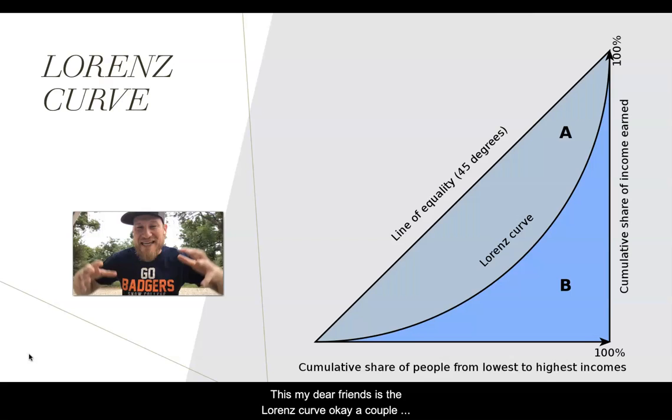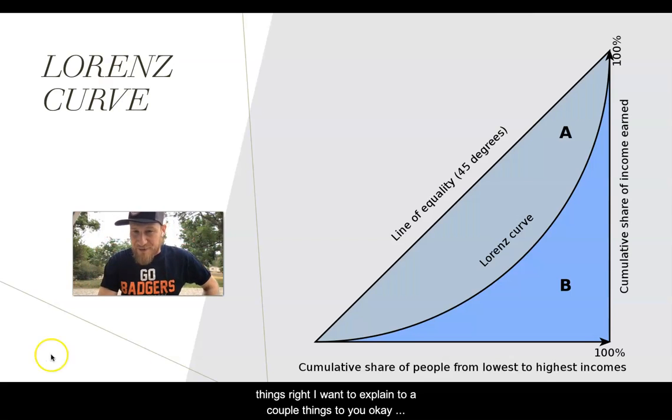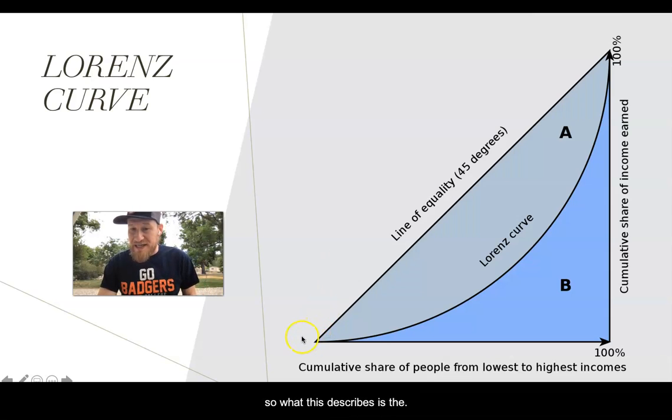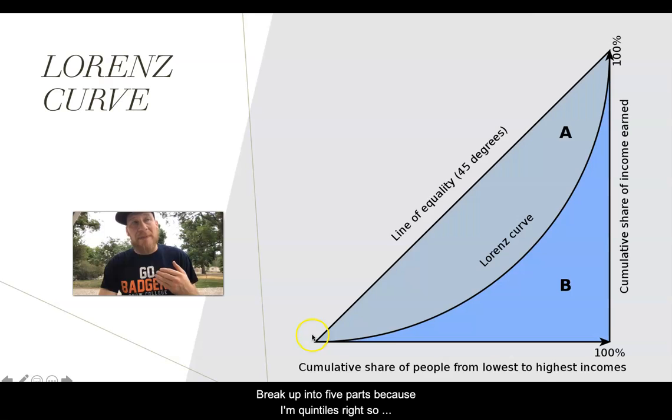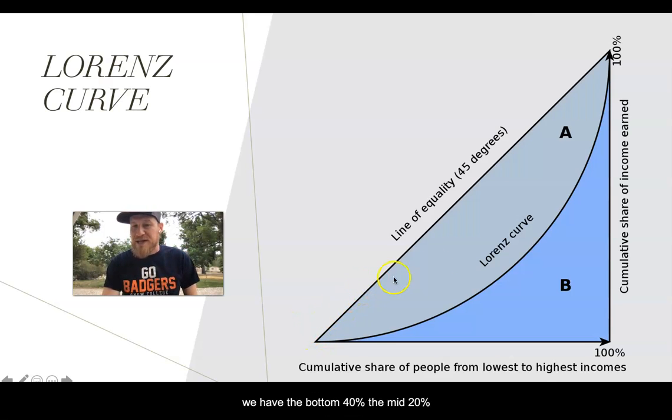This, my dear friends, is the Lorenz curve. Now, I want to explain just a couple things to you. What this describes is we'll break them into 5 parts. We call them quintiles. So we have the bottom 20%, the mid 20%, and then of course the top 20% up here.